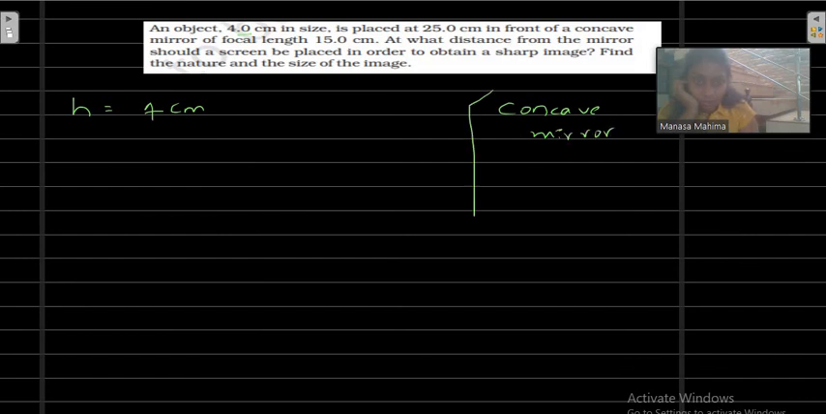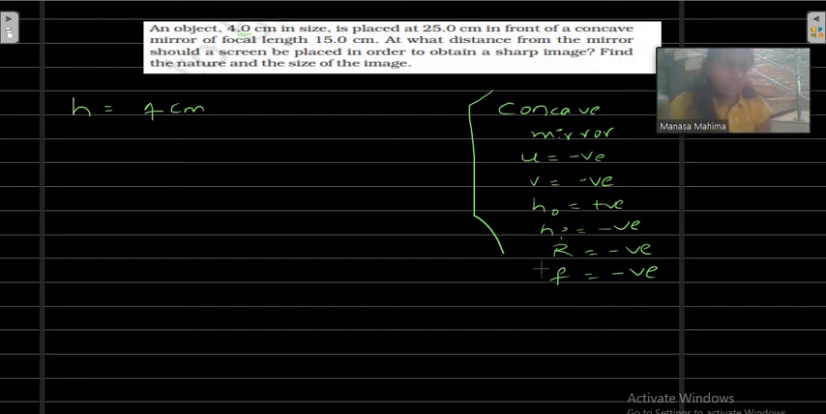So what should come to your mind then? You have to take u to be negative. Then what about v? v is also negative. Right? Height of the object is positive. Height of the image is negative. R is negative. f is also negative. These signs you should know before solving the problem.